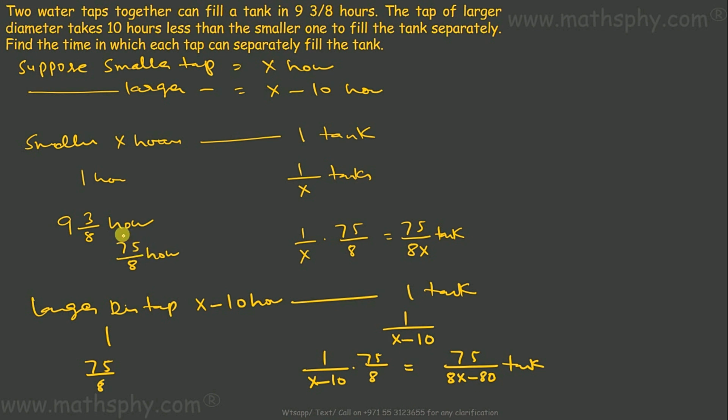So in 75 over 8 hours, which is here, two water taps together can fill the tank in 9 3 over 8 hours. So in 75 over 8 hours, a smaller tap will fill up this much of tank. Same time, larger tap will fill up this much of tank. Putting these two volumes together is equal to one tank. 75 over 8x plus 75 over 8x minus 80 is equal to one tank.